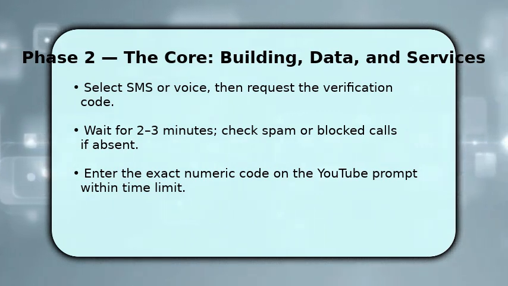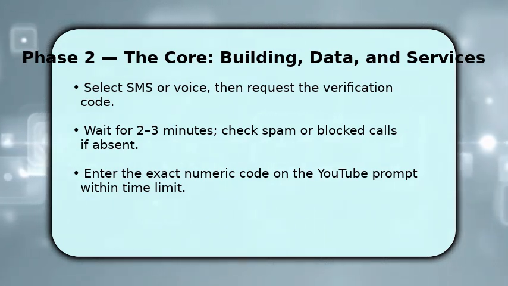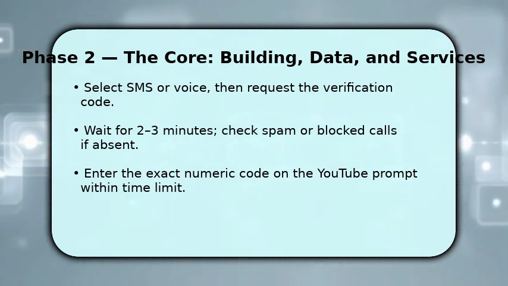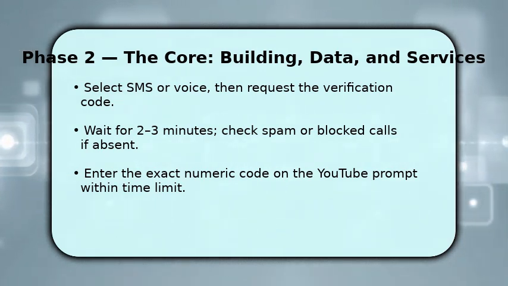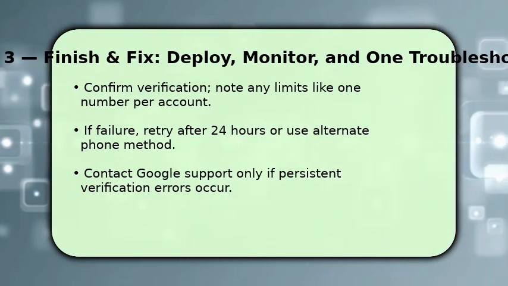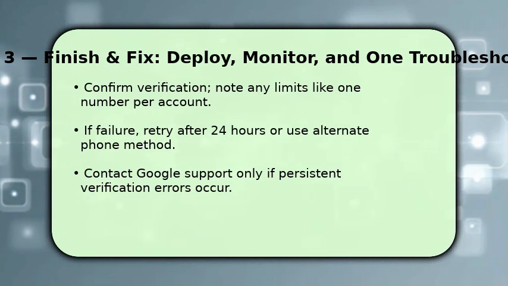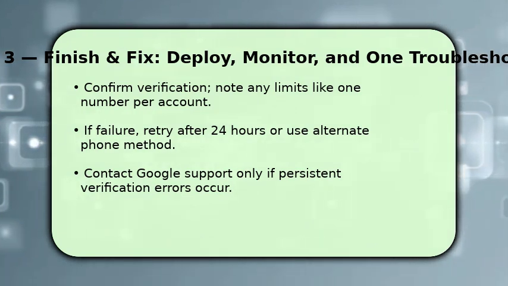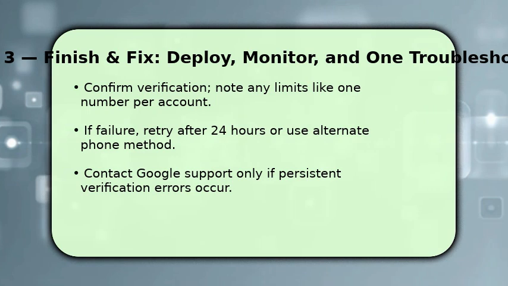When the code appears, type the digits exactly into YouTube's verification box. This confirms the link between your number and account, preventing duplicate or unauthorized uses. After entering the code, confirm and observe the success message. YouTube updates account status and unlocks features tied to phone verification.